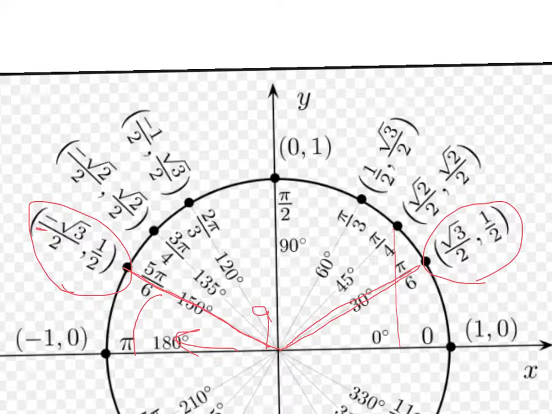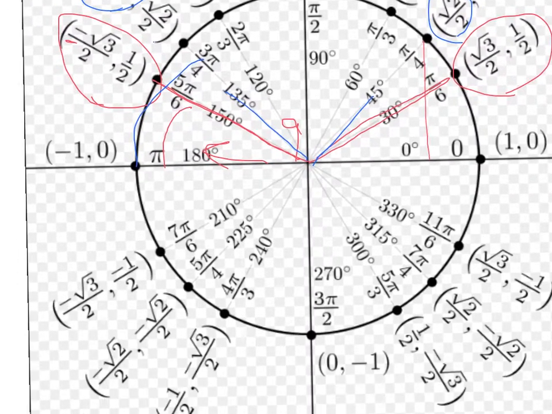Okay, 45 degrees, same thing. It's going to be 45 away from 180, or 135. Again, x value, just the negative, y value is the same. And same thing for the 120.